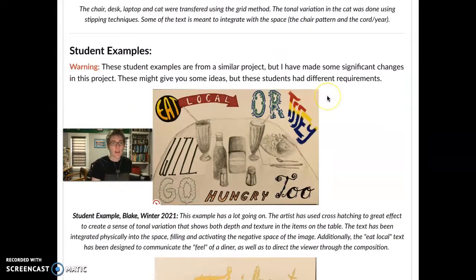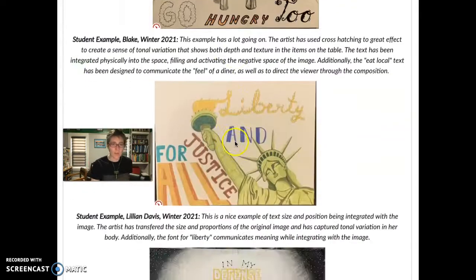Let's look at some classmates. This student has really expressive text. It tells us what it's about. This looks like an eat sign, right? He's got a range of tones in the image, and has this photograph from a diner, or the table.